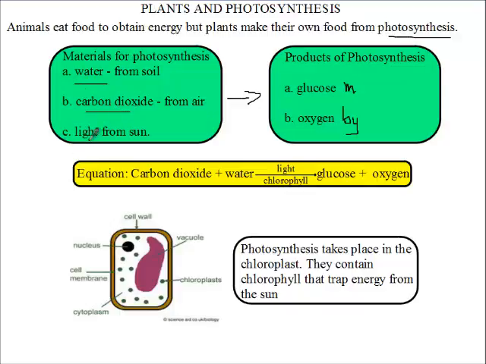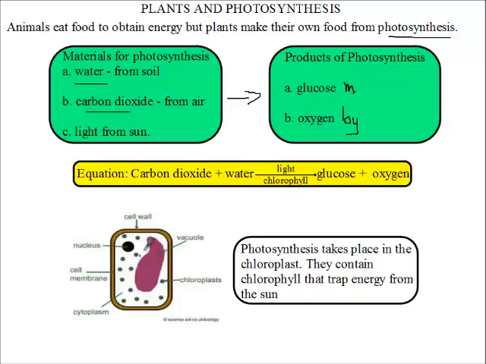Sunlight is also needed. You can see from this equation, carbon dioxide combines with water in the presence of sunlight and chlorophyll to give us glucose and oxygen. Last time we talked about the transverse section of the leaf, or the cross section of the leaf. We got to see that there are specialized cells called the palisade cells.